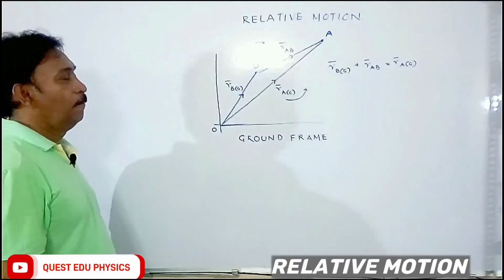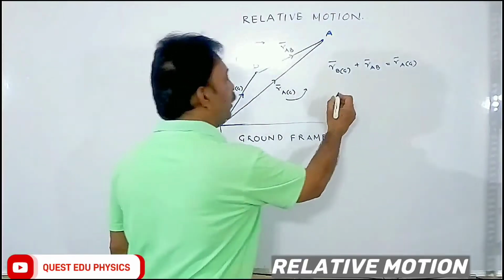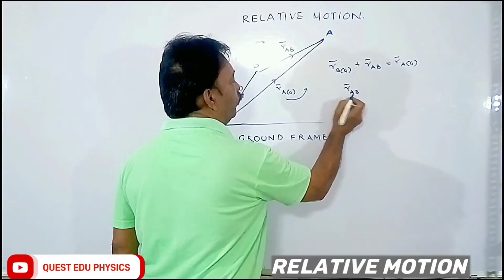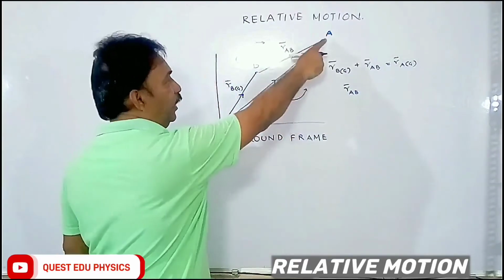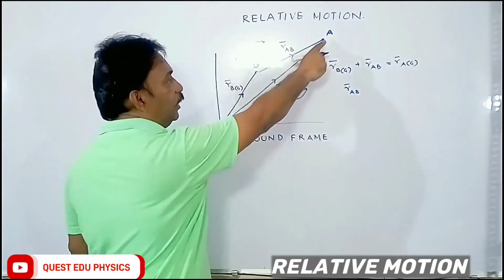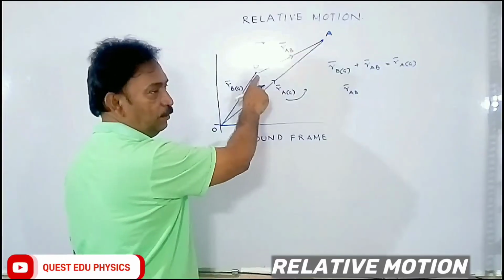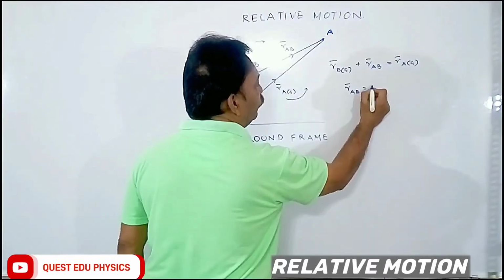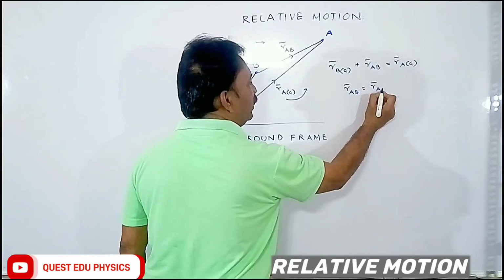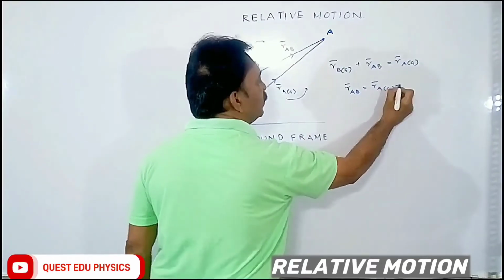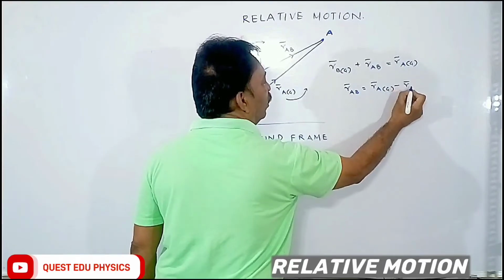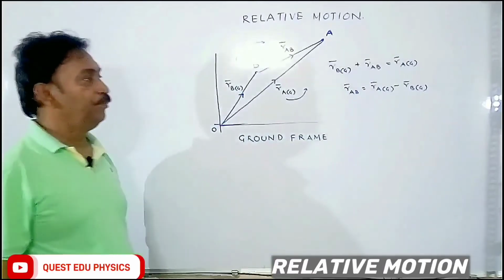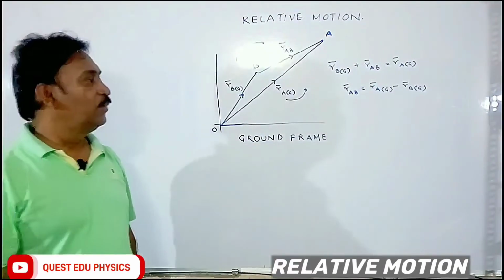Or it can be written as R bar of AB, relative velocity of A with respect to B, or relative position of A with respect to B. Here we are talking the positions only, is equal to R bar A of G minus R bar B of G. Getting me? Here we can find the position vectors in such way.